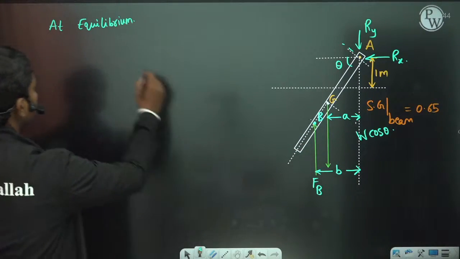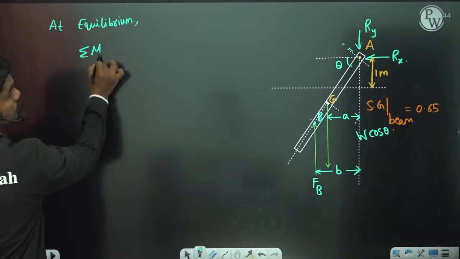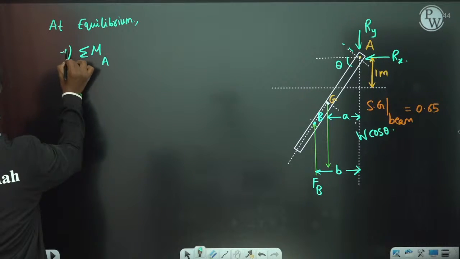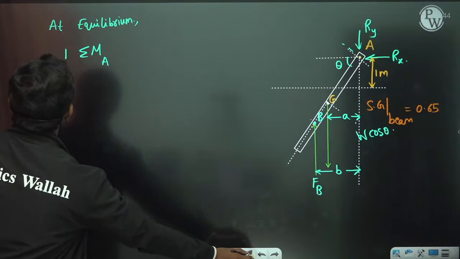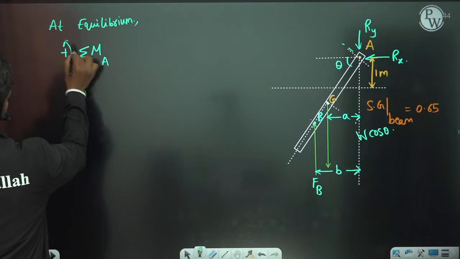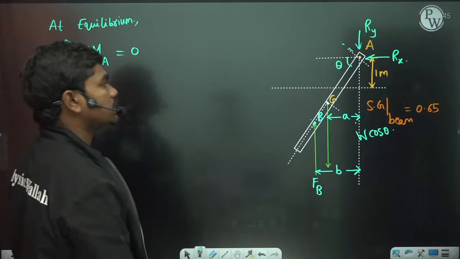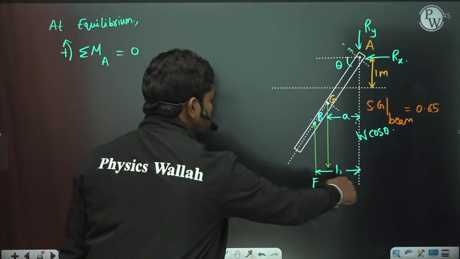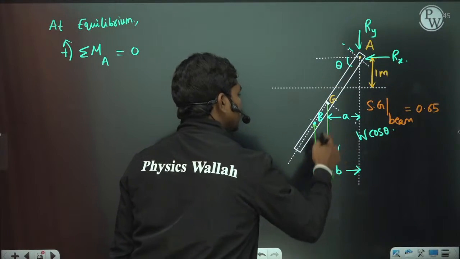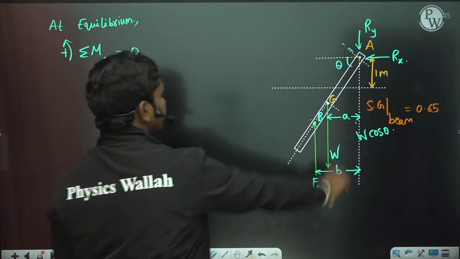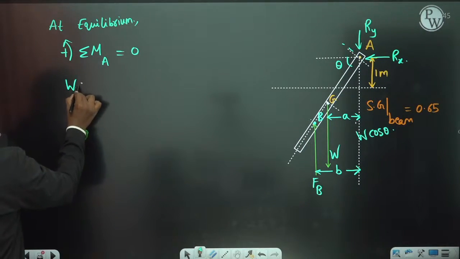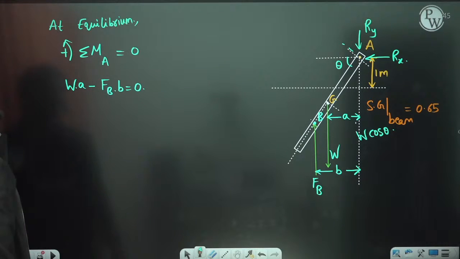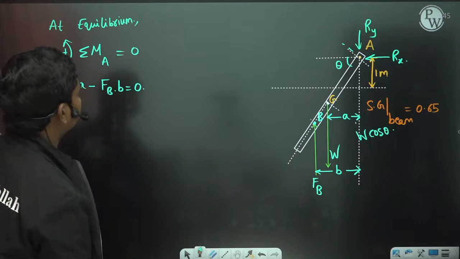Okay, so now sigma moments at equilibrium, summation of moments about that point A, the hinge, in the counterclockwise direction is basically 0, correct? In the counterclockwise direction they are zeros. If you see, this W weight is creating a counterclockwise moment and this FB is creating a clockwise moment, meaning W times A minus FB times B is equal to 0. Now let us calculate the expressions for all these four quantities.